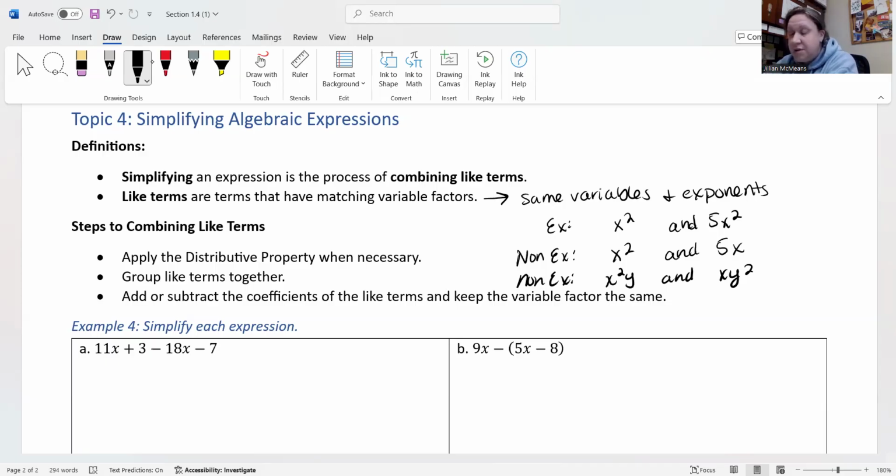Okay? Now, steps for combining like terms. First, you may have to apply the distributive property. So if there are parentheses, you need to get rid of them by applying the distributive property. And remember, the distributive property allows us to remove parentheses by multiplying through them, okay? Once you have applied the distributive property, if necessary, you then group like terms together, and then you add or subtract the coefficients of like terms, and then keep the variable factor the same, okay?